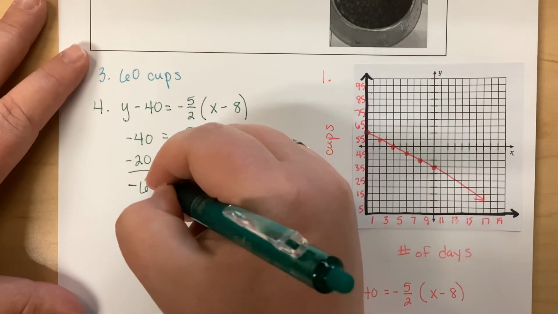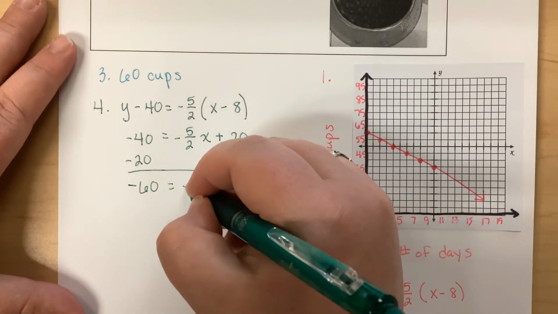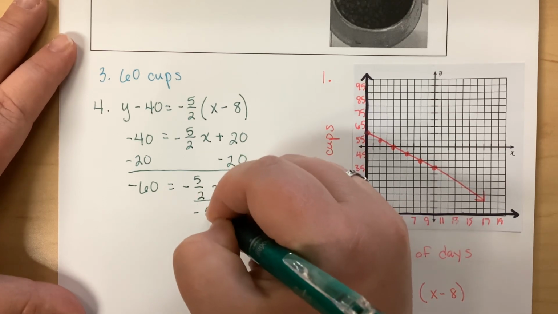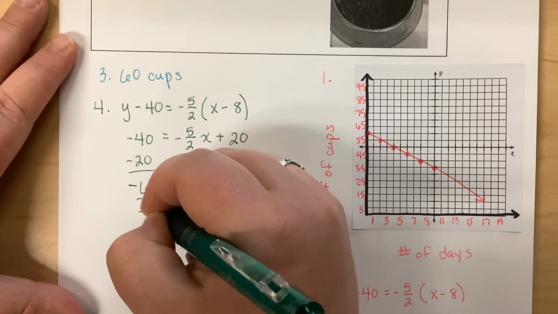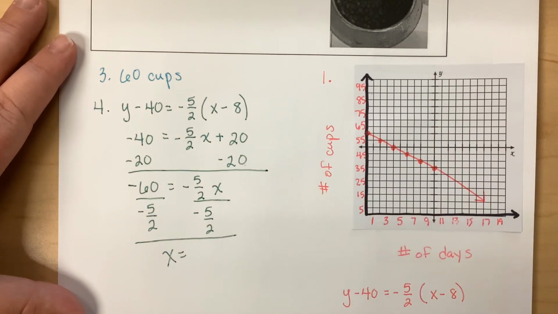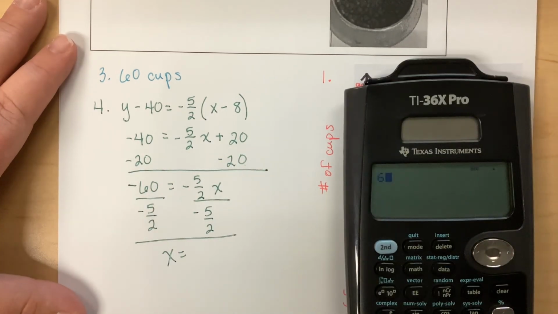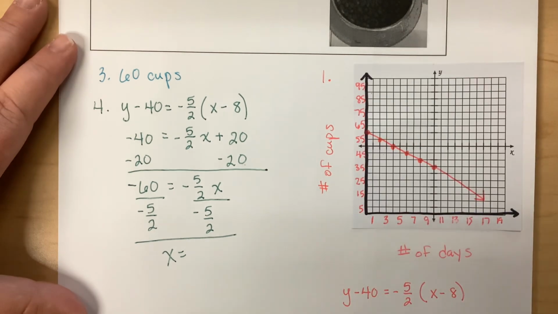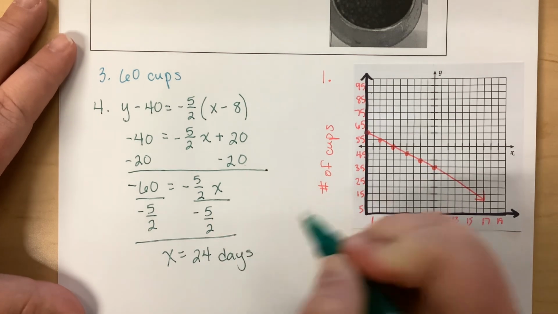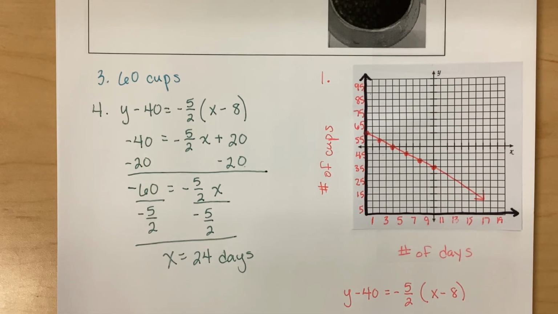That's going to give me -60 equals -5 over 2x divided by -5 over 2. I'm going to get x equals, let's go ahead and make sure we get it right. So -60 divided by -5 over 2 gives me 24. And remember, x is days. So what that means is that bag of food will last Rory 24 days.